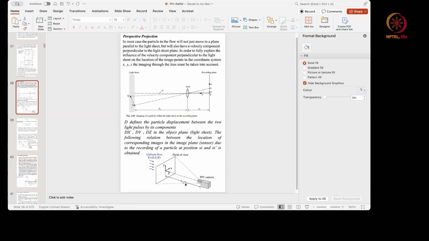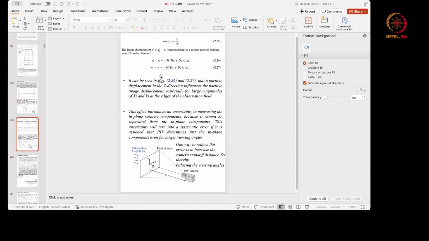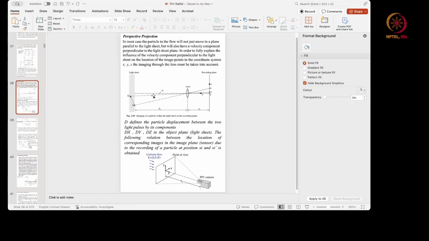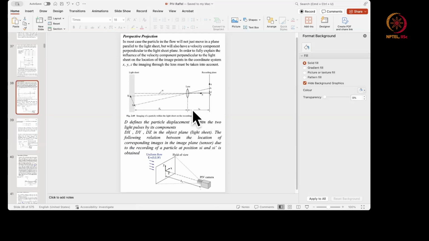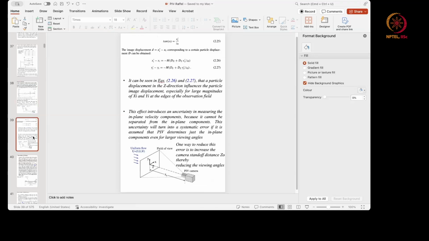So this is your camera, this is your field of view, this is the distance of the object from the PIV camera. All right, and this is what we are actually recording. So this is what happens. If you look at tan alpha, it is xi prime by z naught. If you look at this angle, tan alpha is xi prime divided by z naught, which you can see over here. This z naught is basically this small z naught. So this is the angle that it makes from the optical axis.